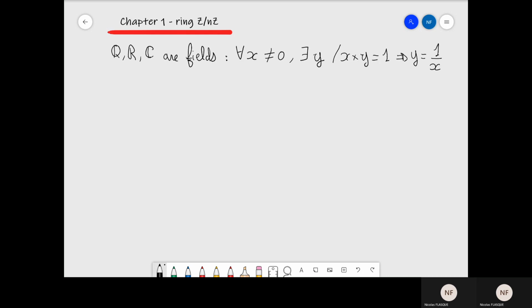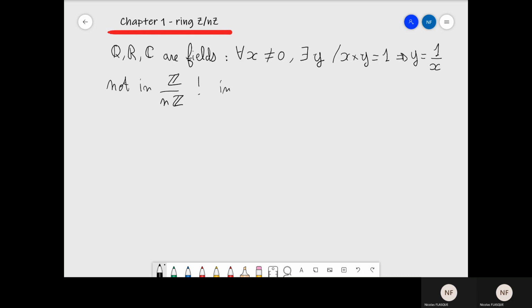That is, for any element, either rational or real or complex number, which is different from zero, there exists some value y such that x times y is equal to 1, and actually y is very often written as 1 over x. That's true in those three sets of numbers, but not in Z over NZ.